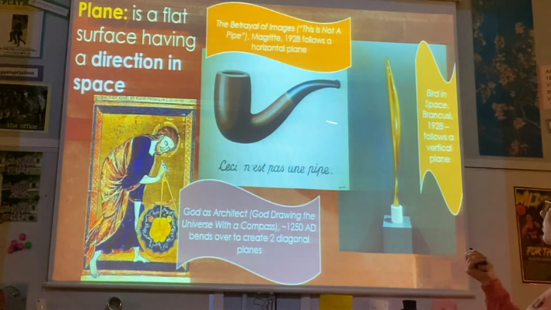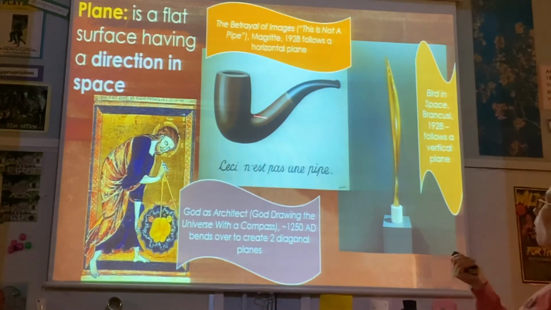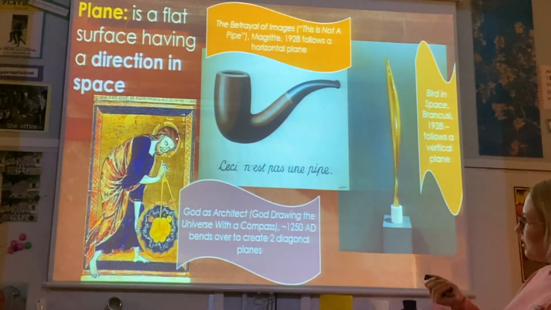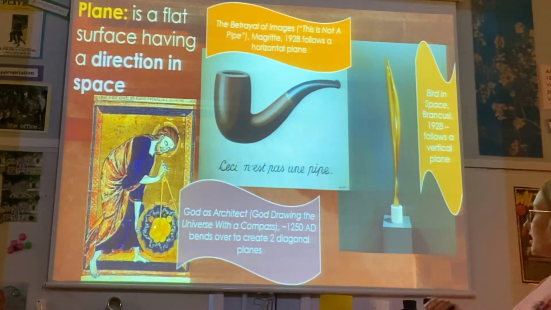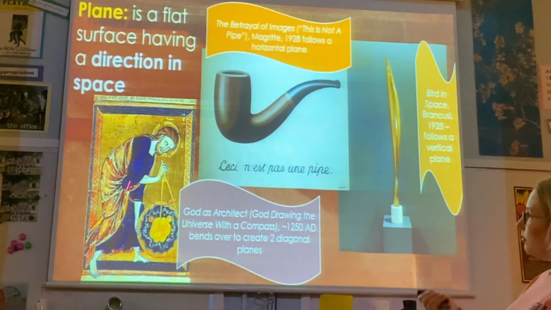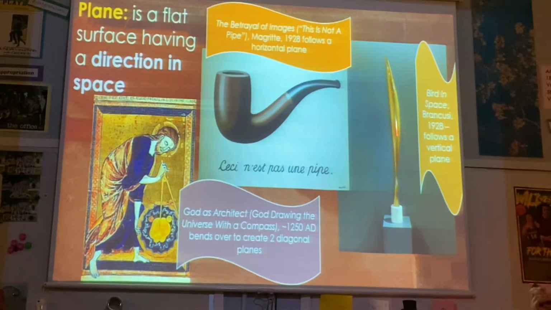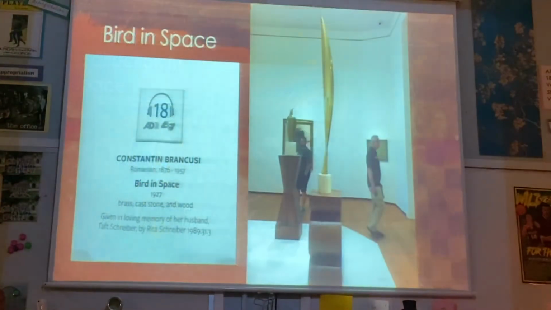So if you look at this one, the plane in this one has a horizontal kind of shape to it, direction. This one, you can see it's supposed to be God as architect where he's designing the universe, has a diagonal plane to it. And then this one, Bird in Space, which I thought was a super boring sculpture until I saw it in person, follows a vertical plane.